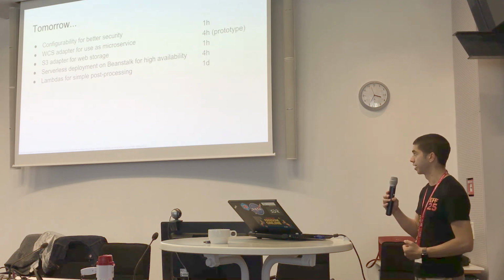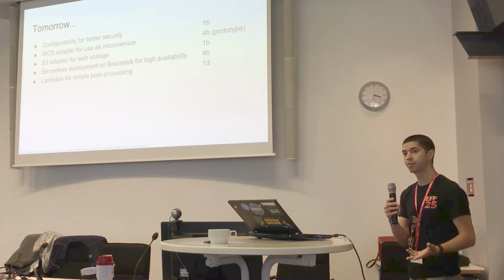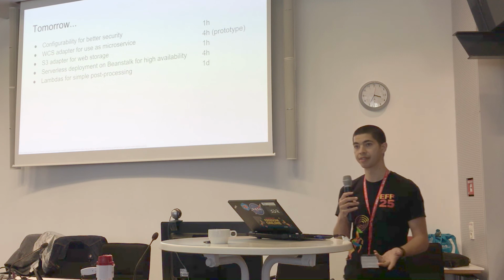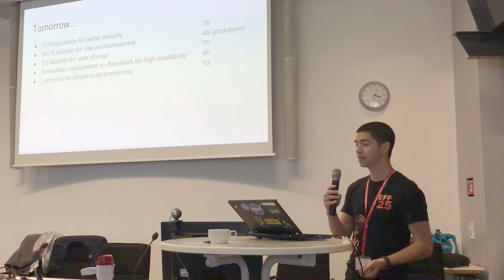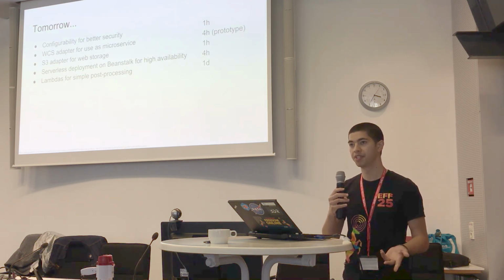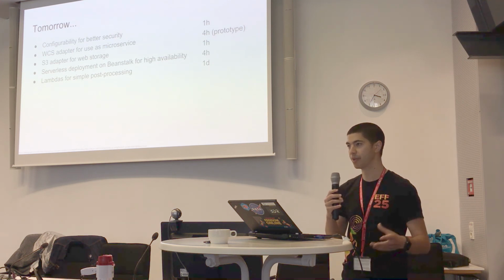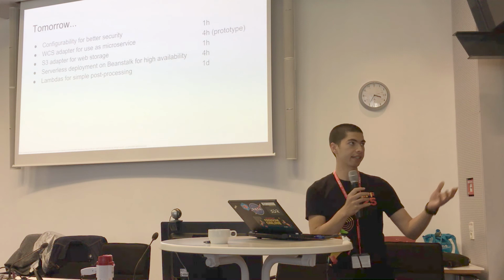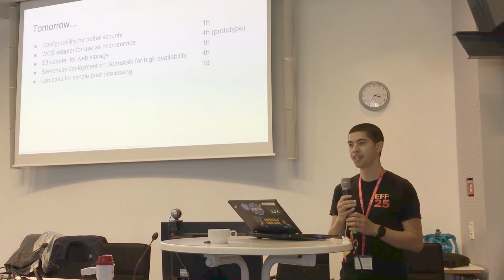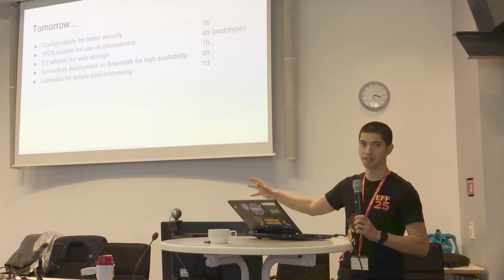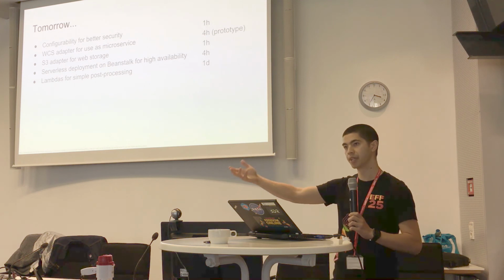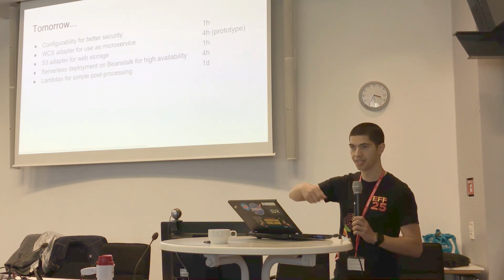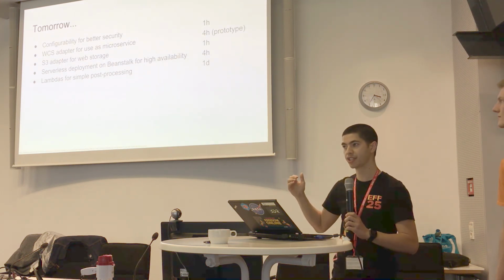And then I'd also like to write an S3 adapter so it uses cloud storage and not necessarily local storage only. Serverless deployment of Beanstalk would make it highly available, and you wouldn't have to worry about deploying it on your own machines, and so on. And for simple post-processing, like chopping, slicing, dicing your data, you could associate that with the buckets with lambdas. So that way, whenever the data is pulled from the Coda server, you can automatically get it into the format that you want it in.